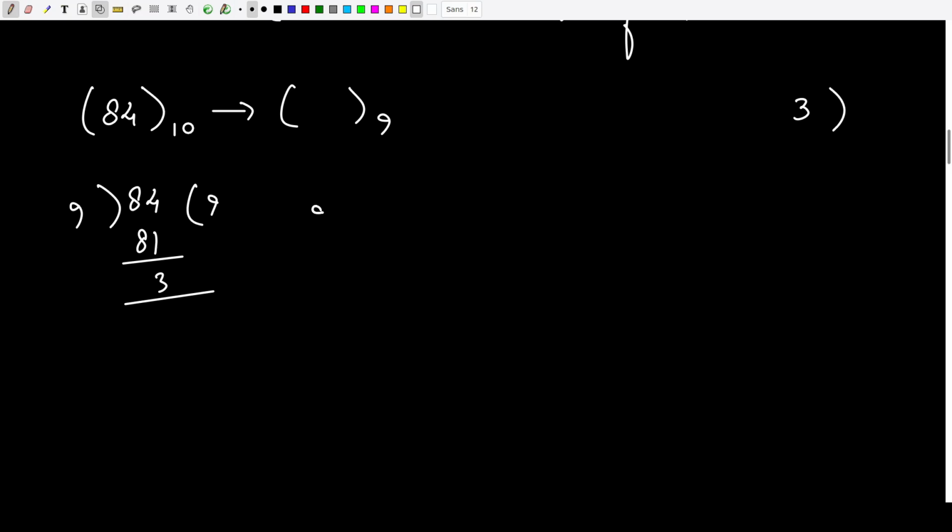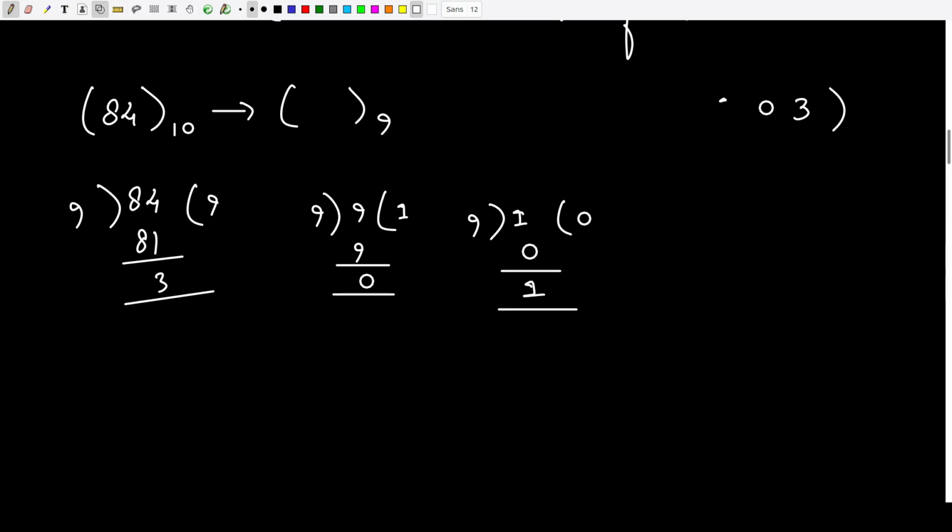Then this 9 is something which we are going to divide again by 9. So 1 times. So this becomes equal to 0. So the remainder is 0 over here. And then comes 1, since the quotient is 1. And then 1 divided by 9 is 0 times, and the remainder is 1. And since the quotient becomes equal to 0, we are going to stop our operation. And this is how we will be able to represent 84 in base 9.